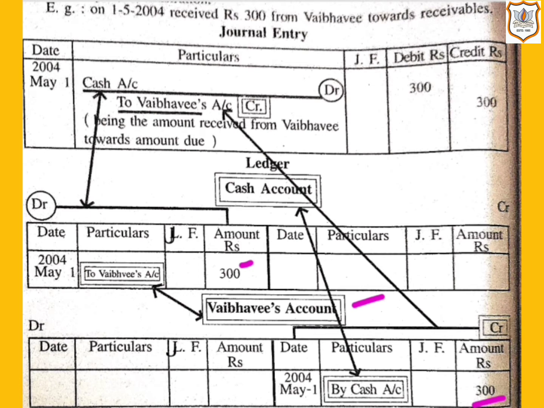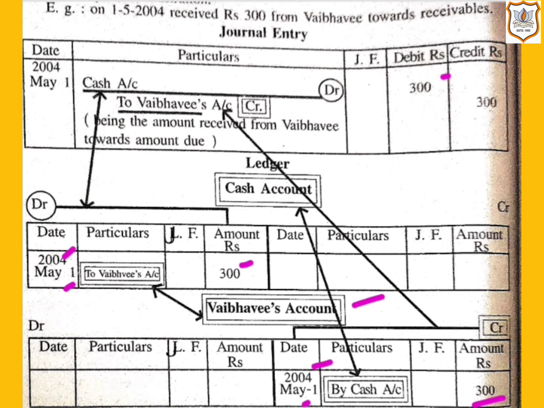On date column, the date of the entry for which posting is made is to be shown in date column. So here date is year 2004, May 1st. Here also we will enter date 2004, May 1st. And in amount column, the amount which is shown in journal entry against the respective account, the same is to be shown in that account. As you can see here, amount is shown in journal entry, that is 300. So here same amount will be written.